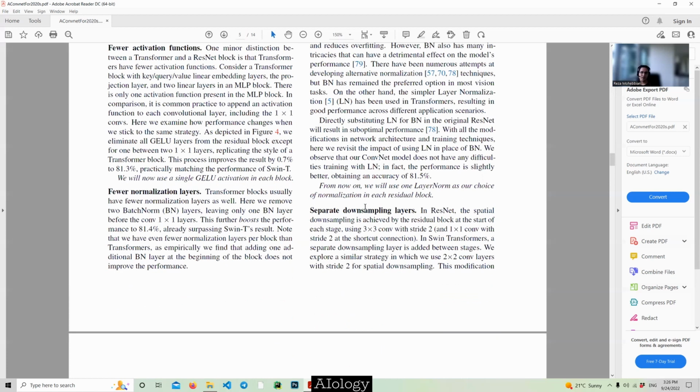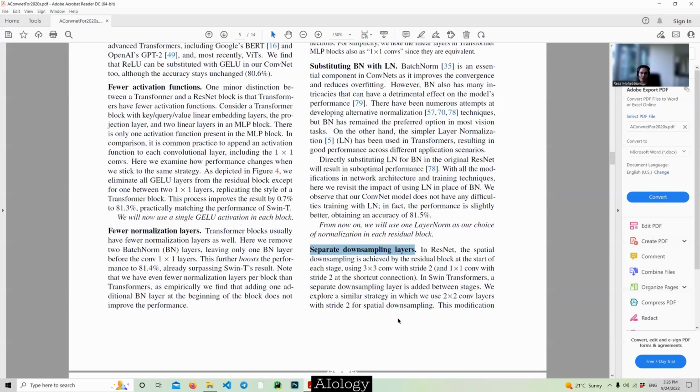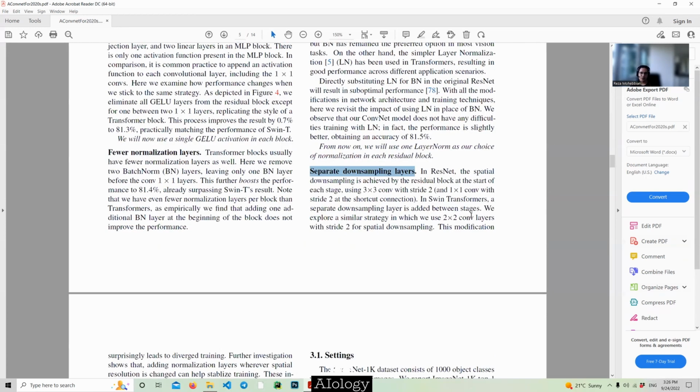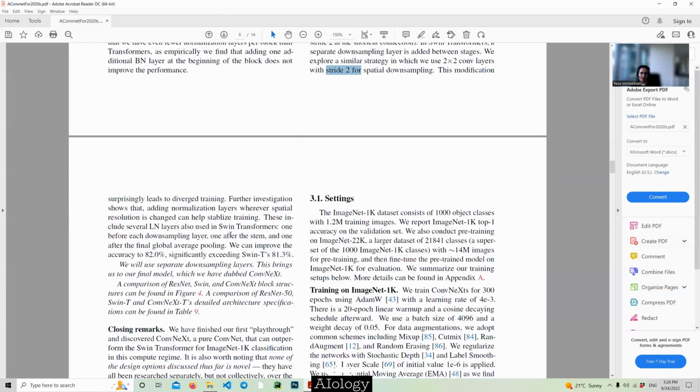Another part is separating downsampling layers. They mention that before each of these blocks, we can have a downsampling layer, because in Swin Transformer we have the same downsampling layer. They use a 2 by 2 convolution layer with stride 2 for spatial downsampling. And this is applied just once before each stage. And that's it.